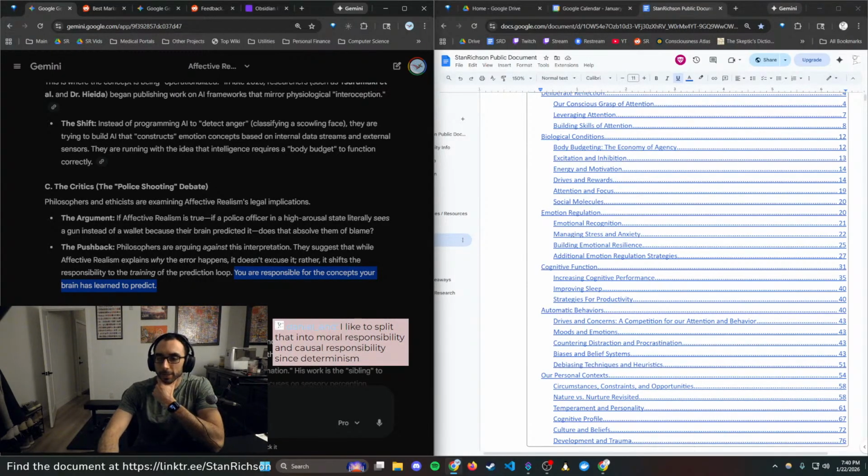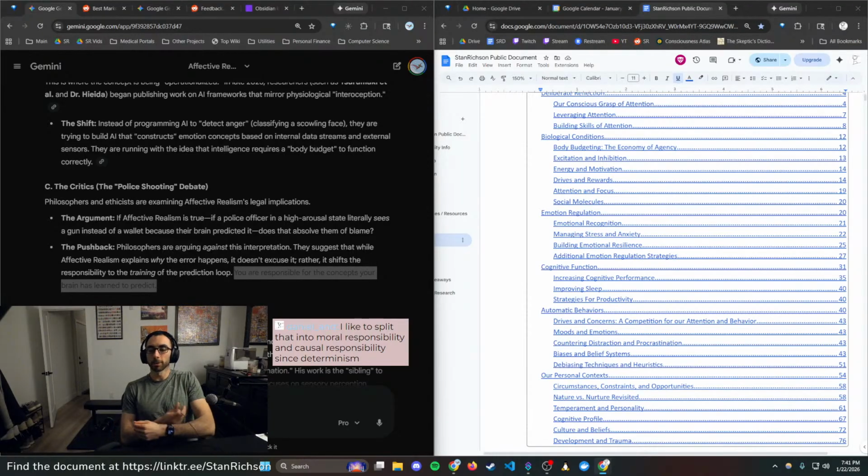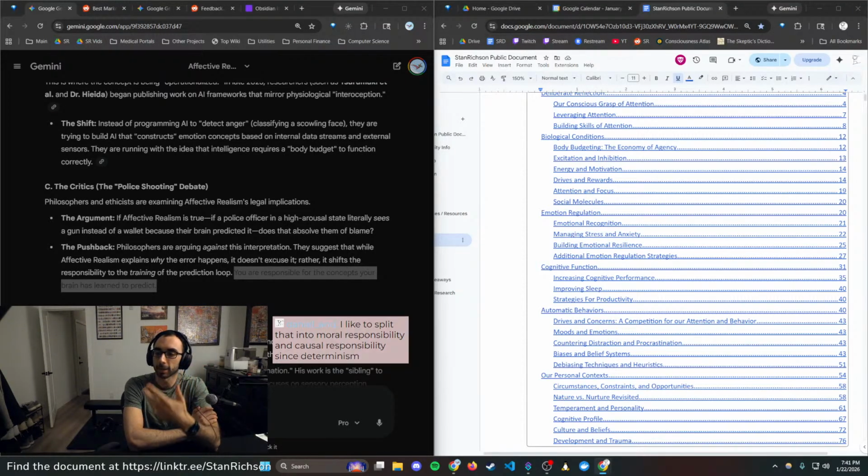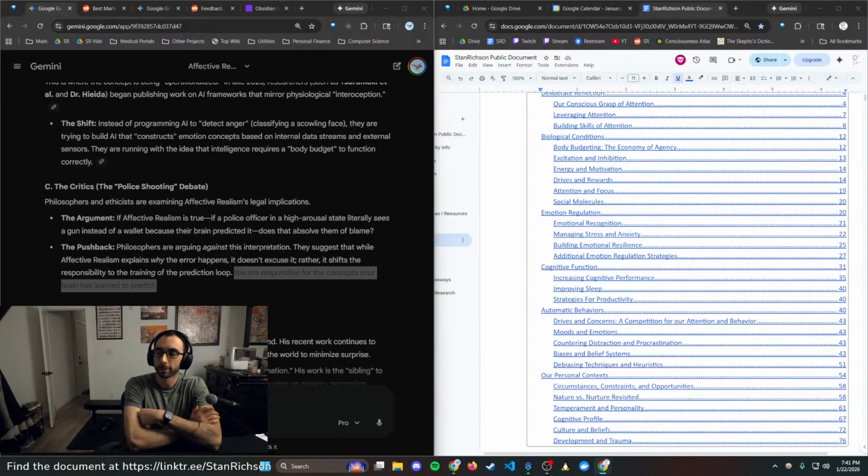I like to split that into moral responsibility and causal responsibility, since determinism. Yeah, fair enough. Yeah, it's like there's a moral responsibility too. The issue is, some people just don't understand. Like, imagine that they're ignorant of this extra context that you have about the situation.